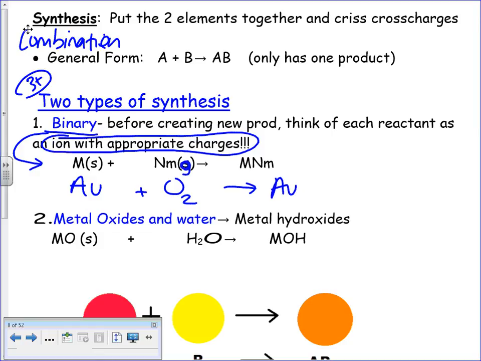Au2O3, because in your head you did Au 3+, oxygen 2- and crisscrossed. Even though it's oxygen gas here, it still forms an oxide. It still forms an ionic charge with a O2- charge. So just don't forget to do that. Now balance.